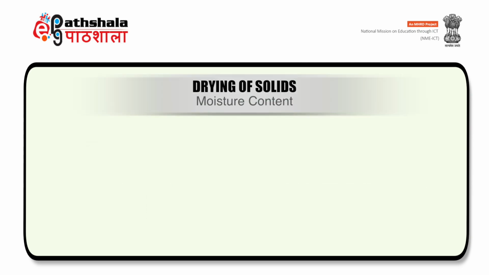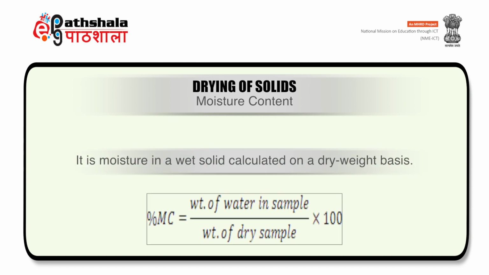Now, what is moisture content? Another measurement of moisture in a wet solid is that calculated on a dry weight basis. This value is referred to as moisture content, expressed as percent. Moisture content is equal to weight of water in sample divided by weight of dry sample times 100.